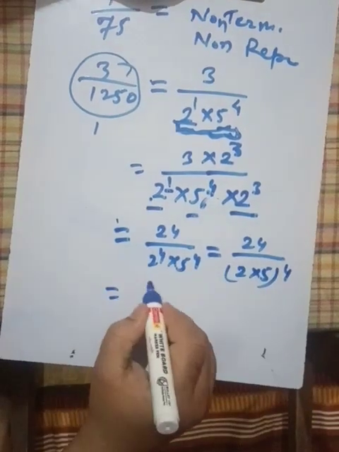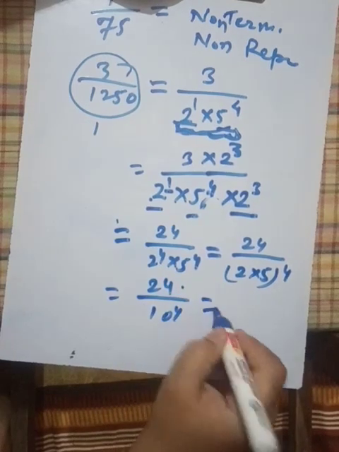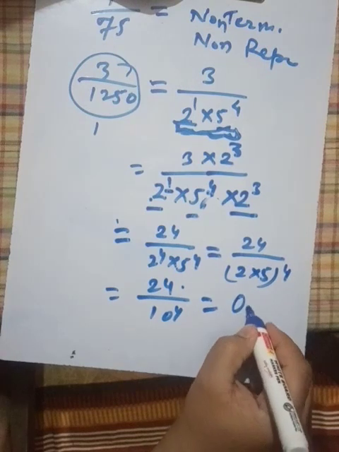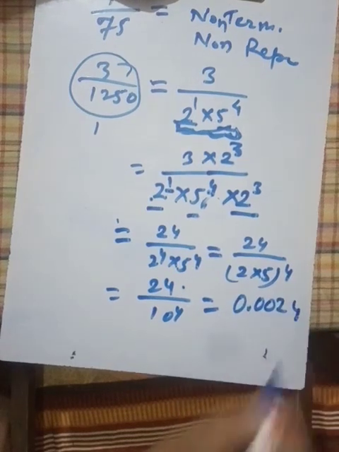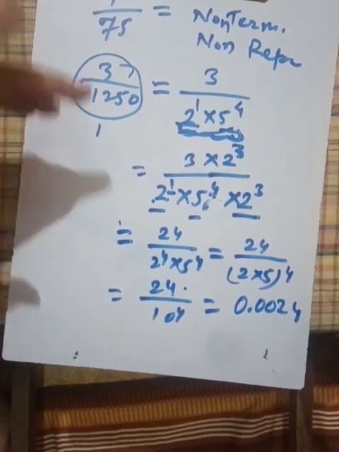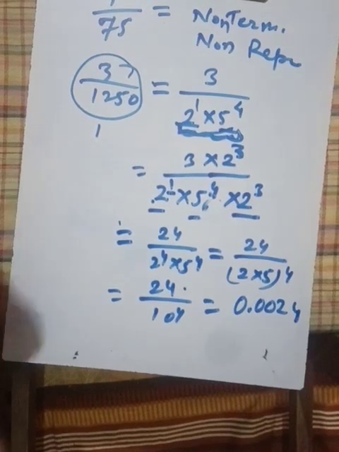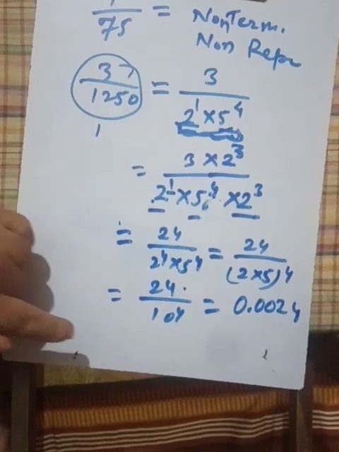So this becomes 24 by 10 to the power 4. So you get here 0.0024. So this will be my way to terminate a number without actual division. So in this situation, if you are getting a question in MCQ where 1 mark will be given, you do not have to go for the whole process.